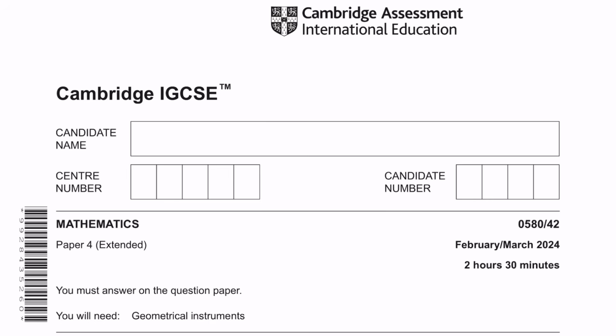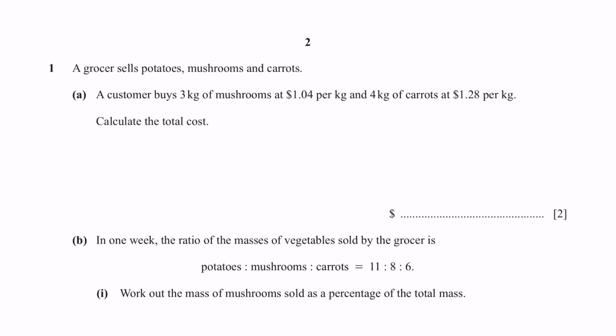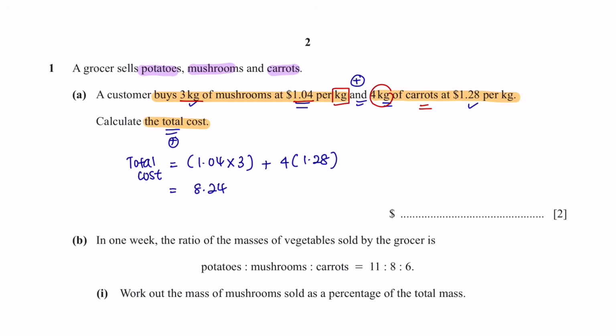This video is a tutorial on Mathematics Paper 4, variant 4.2 from the February-March 2024 examinations. Question 1. A grocer sells potatoes, mushrooms and carrots. Part A. A customer buys 3 kg of mushrooms at $1.04 per kilogram and 4 kg of carrots at $1.28. Calculate the total cost. To find the total, we're going to find the sum of 3 kg mushrooms and 4 kg carrot. And this sums up to $8.24.